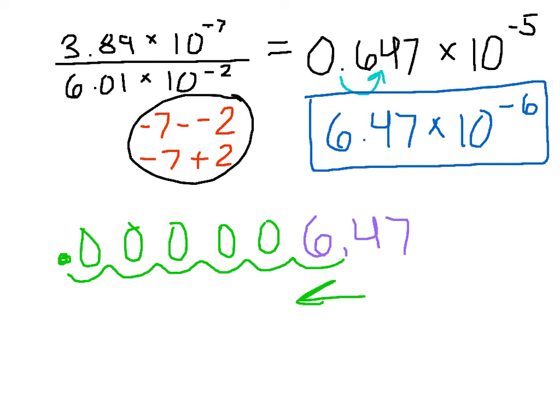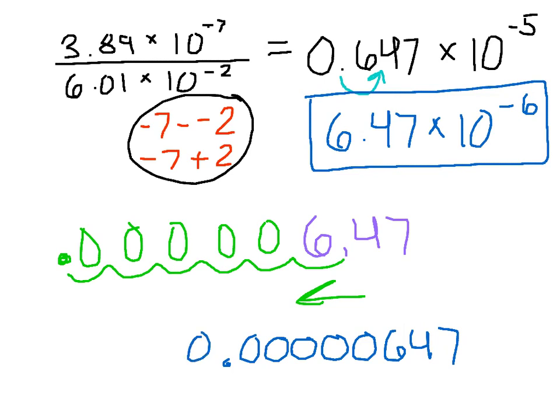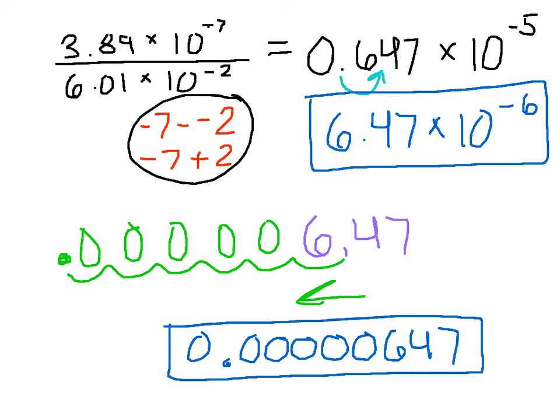So our final answer is going to be 0.0000647. If you want, you can throw a 0 in front here. It's really not going to change your answer. But that's it. So our final answers are 6.47 times 10 to the -6 in scientific notation, and this long decimal right here in standard notation.